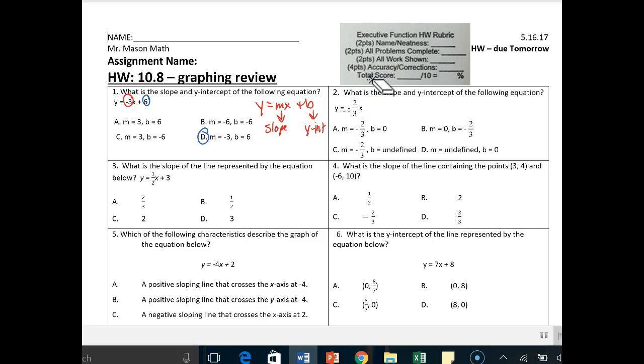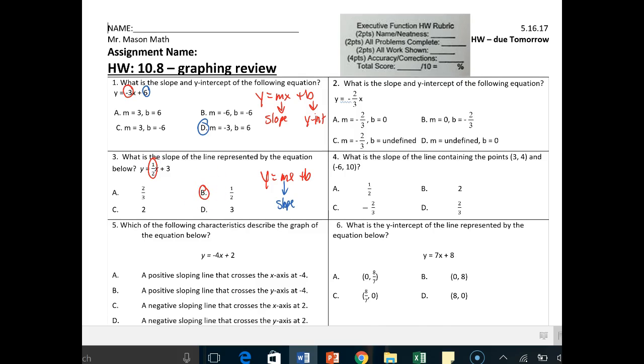In number 3, what is the slope of the line represented by the equation y equals 1/2 x plus 3? Again, that's just looking at the slope-intercept form, and this right here represents my slope. So in this case, that's 1/2. So your slope is B.